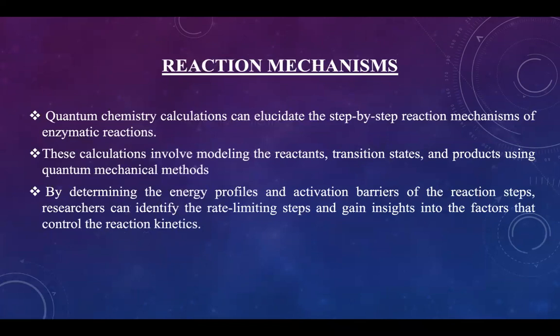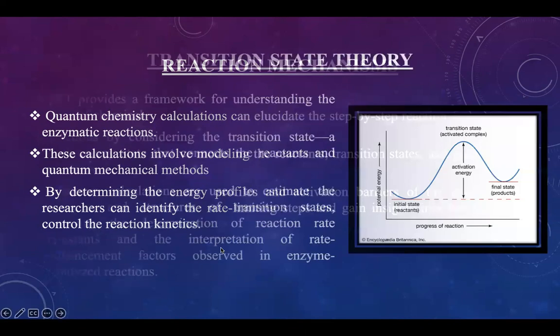Reaction mechanism. Quantum chemistry calculations can elucidate the step-by-step reaction mechanism of enzymatic reactions. These calculations involve modeling the reactant, transition state, and the product using quantum mechanical methods. By determining the energy profiles and activation barriers of the reaction steps, researchers can identify the rate-limiting steps and gain insights into the factors that control the reaction kinetics.